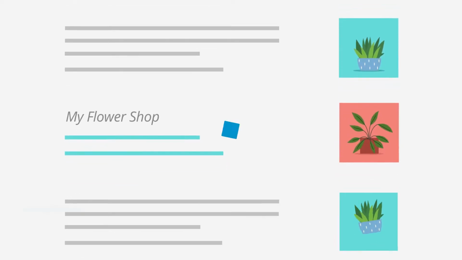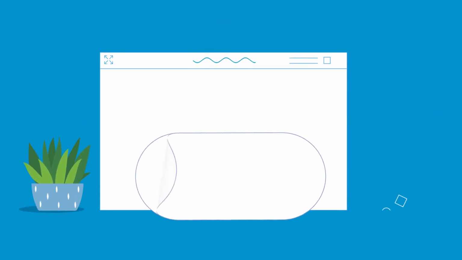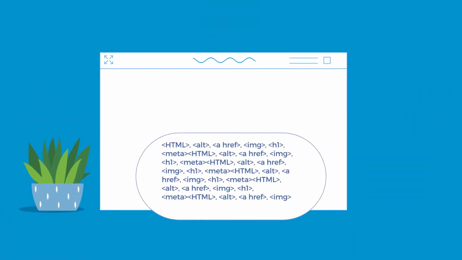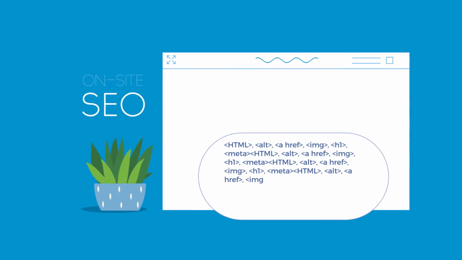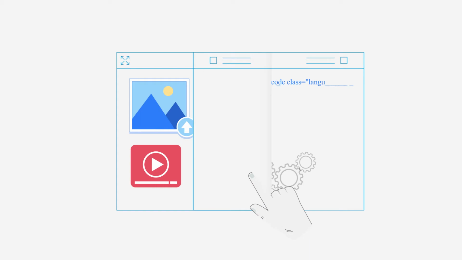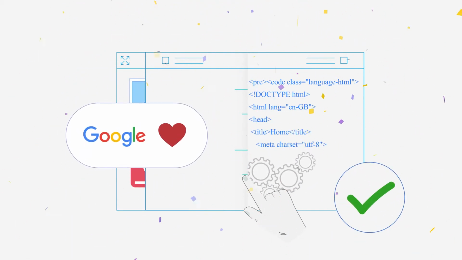customers find your business. One of the most cost-efficient ways to improve your homepage is by focusing on something called on-site SEO. On-site SEO is all about making sure the content and structure of a web page or website is optimized for the things that search engines like to see.